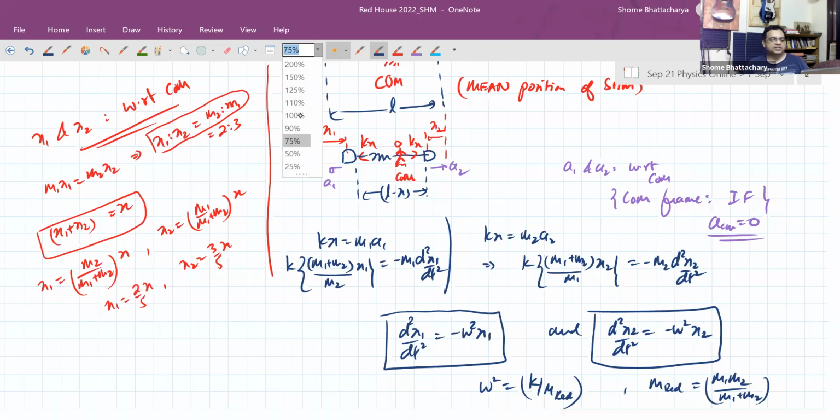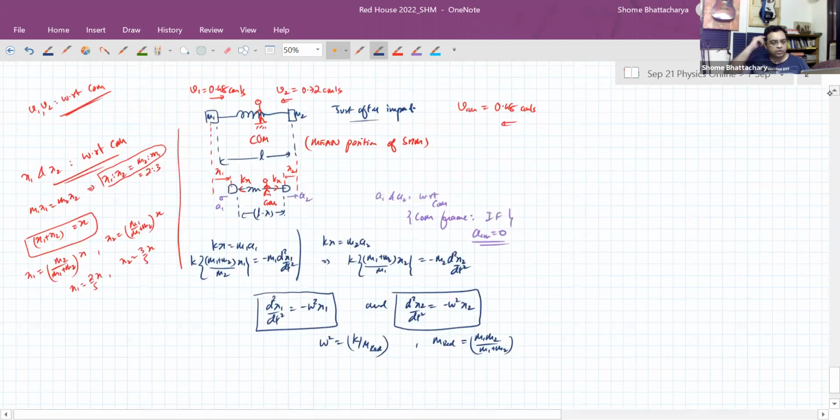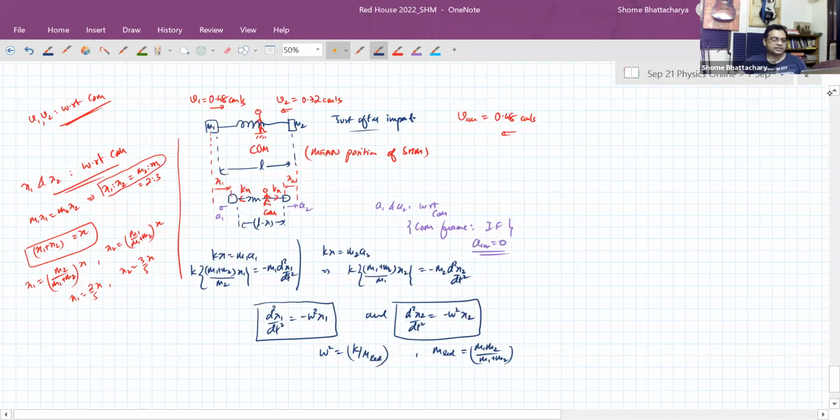So this always happens in this type of a system, whether the center of mass is at rest, like in the first example we saw, or the center of mass is moving uniformly, like in this example, or there's a third situation where the center of mass could be moving with acceleration also. But even in that case, the center of mass frame will become a non-inertial frame. In this case, the center of mass frame is still an inertial frame. So that's why no pseudo force is taken into account. Okay?